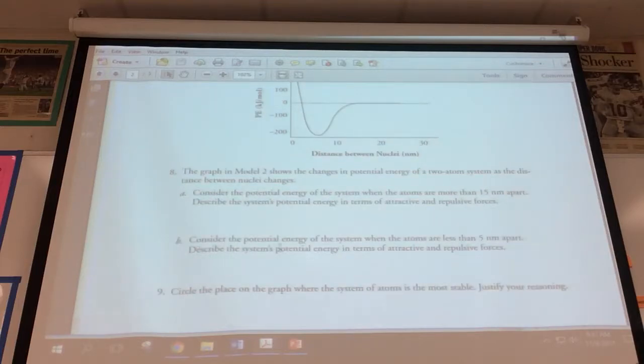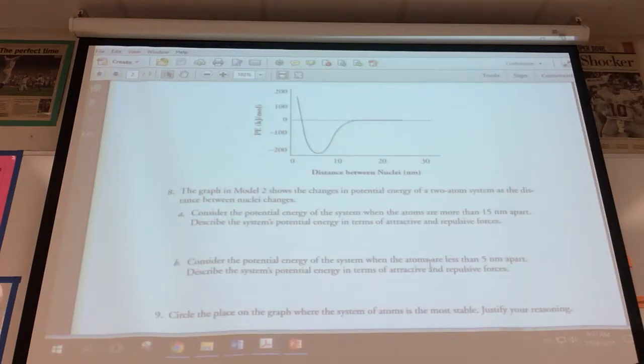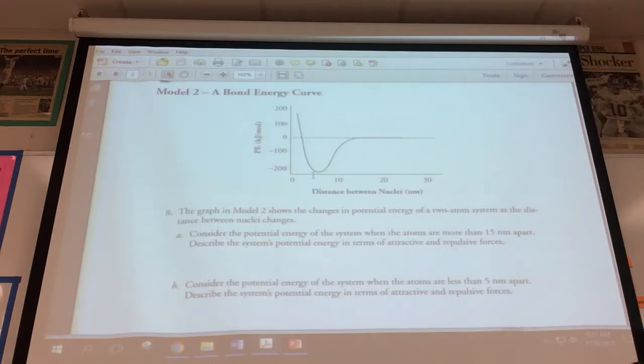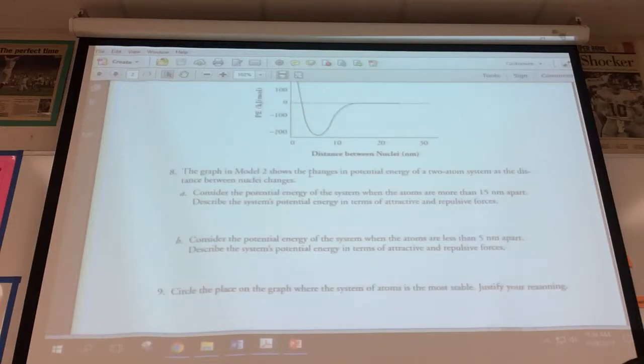Look at B. Consider the potential energy of the system when the atoms are less than 5 nanometers apart. Here the energy ranges from here till about there. What do you guess is going on there? The atoms are too close together or too far apart? Too close. And if they're too close, they're going to repel one another. It's like putting 300 kids in here. You'd be like, get out of my space. You'd push away. Same thing there.